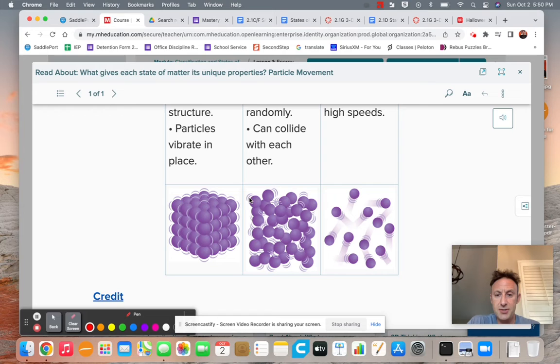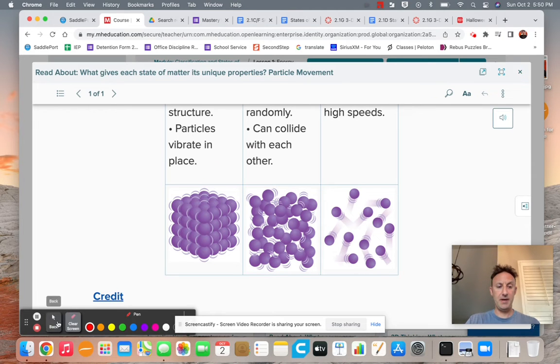Liquids, you can see they have two lines, and they're closer. They're not the closest, but they're close, but there is more space in between them. And then over here, you can see that there are three lines when it comes to gases, and they just move randomly. They're bouncing in whichever direction they go.